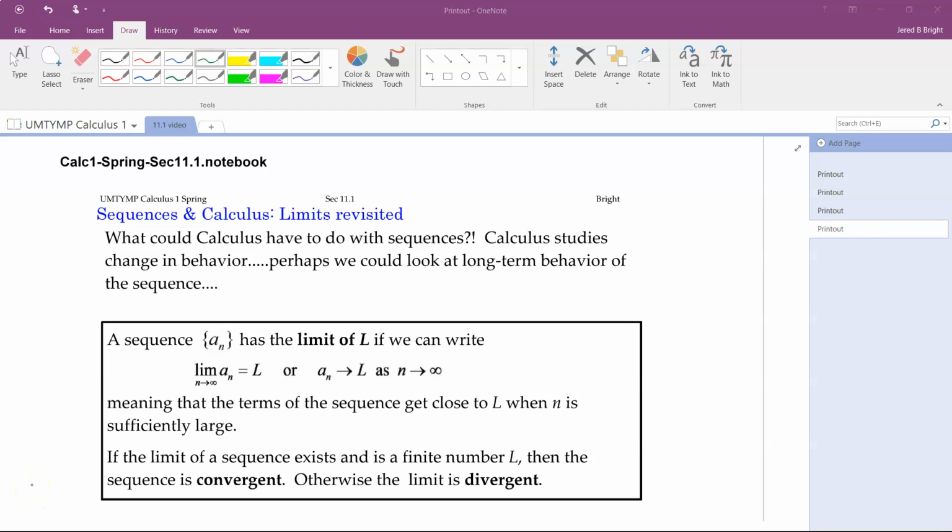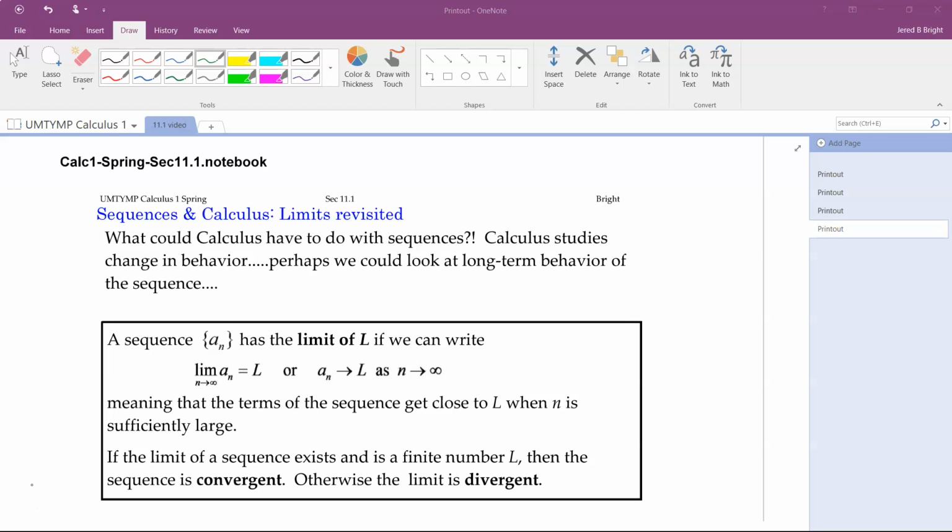Welcome back, and now we're going to take sequences a step further and look at limits, because again, one of our first studies in calculus was the idea of limits. Calculus formally is really the study of change, how things change. And so we want to look at a sequence and see how that changes, and that's where limits come into play.